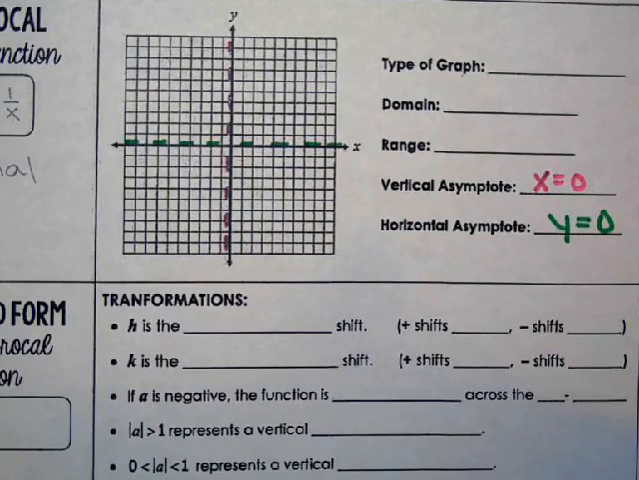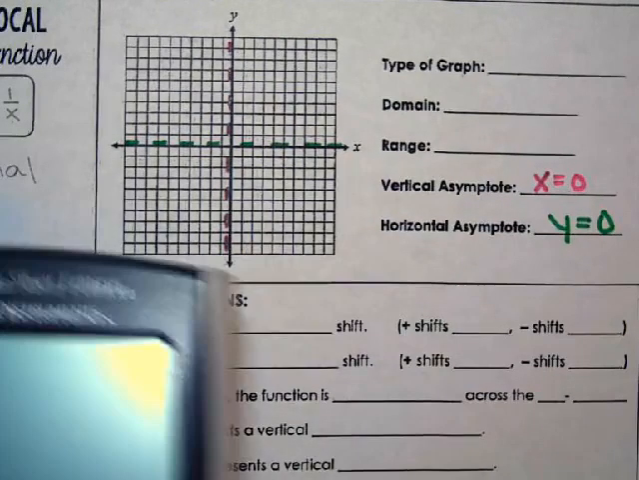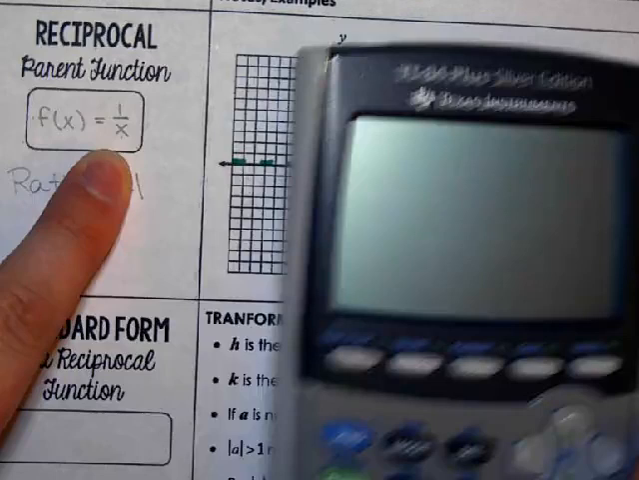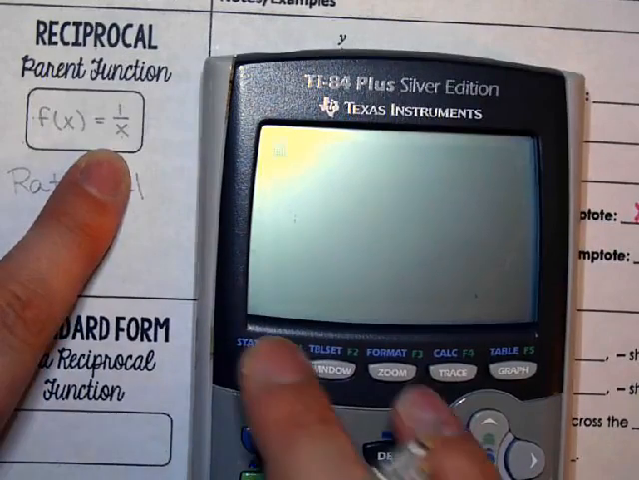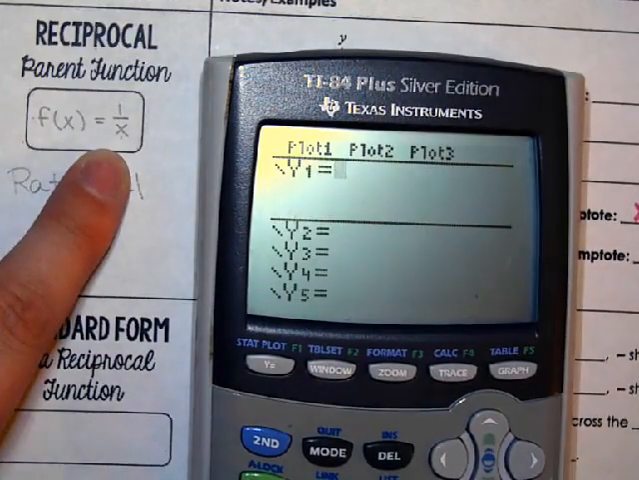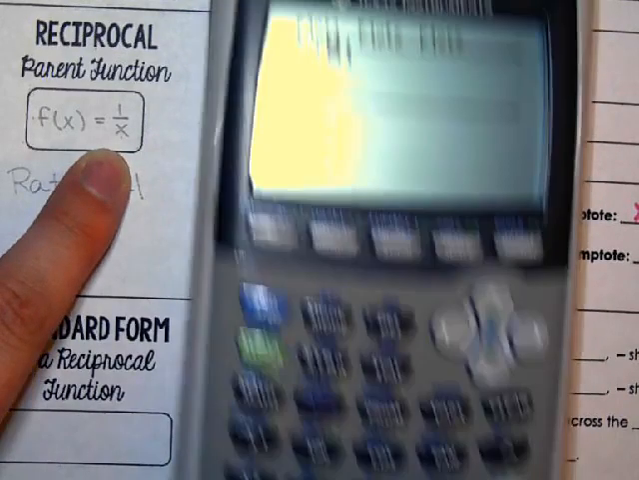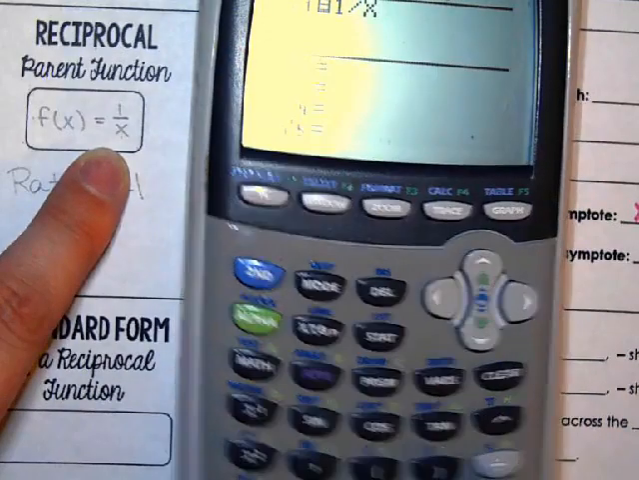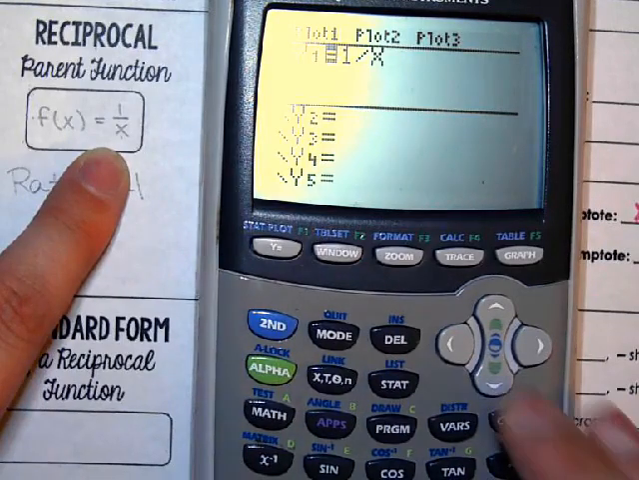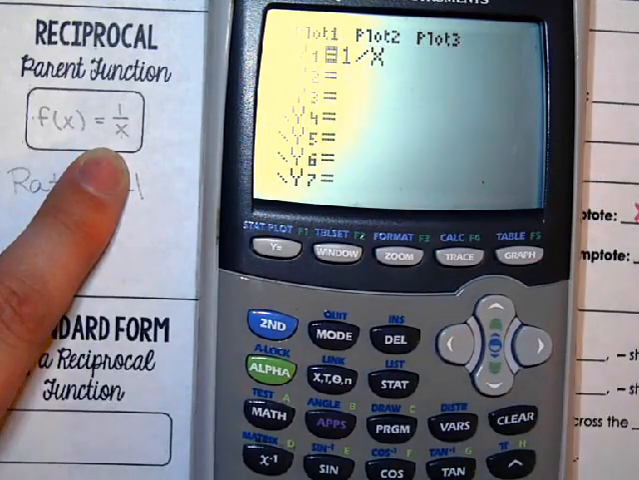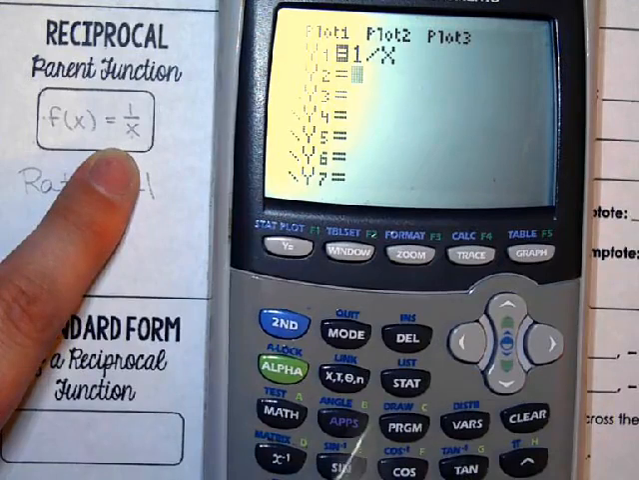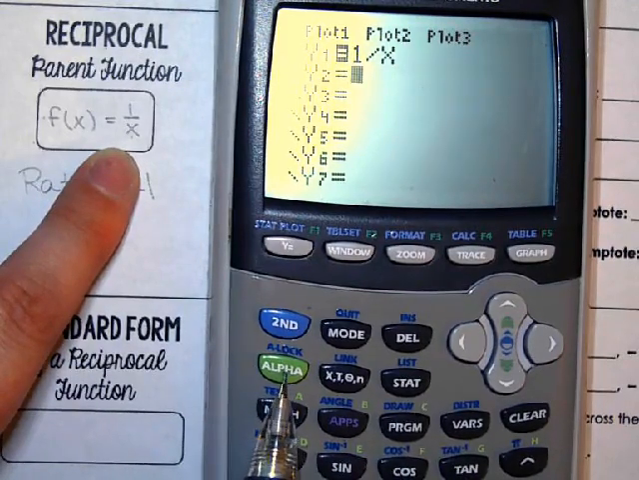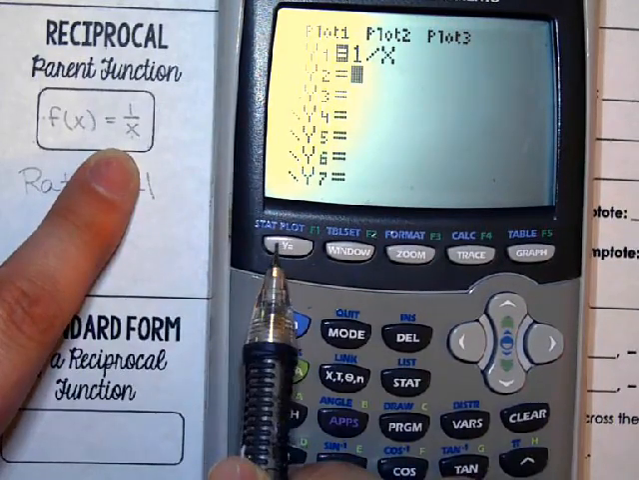So let's go ahead and graph this. It's 1 divided by x. So on here, we're going to hit y equals. Now, you can type 1 and then use the division button. 1 divided by x. This one's pretty simple to type. Or you can use your fraction button. So your fraction button is alpha, the green button, alpha y equals. That's how you're going to do it.